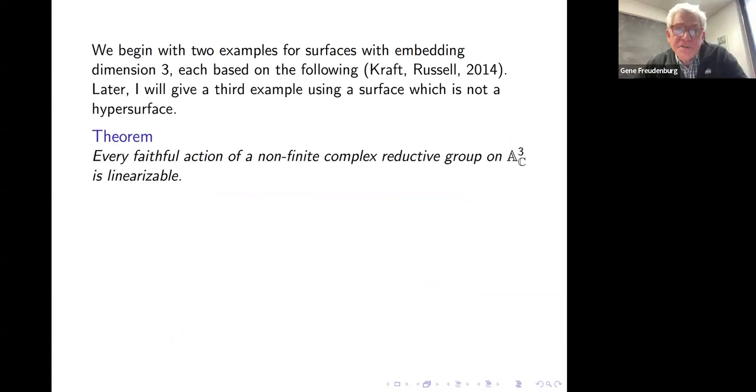I want to begin with two examples for surfaces with embedding dimension 3. Each of these examples is based on the following result due to Kraft and Russell in 2014. Later, I'll give a third example using a surface which is not a hypersurface. Every faithful action of a non-finite complex reductive group on A3 is linearizable.